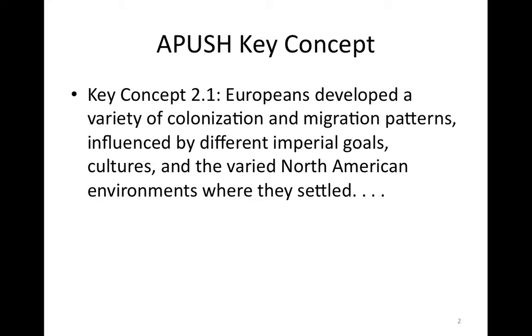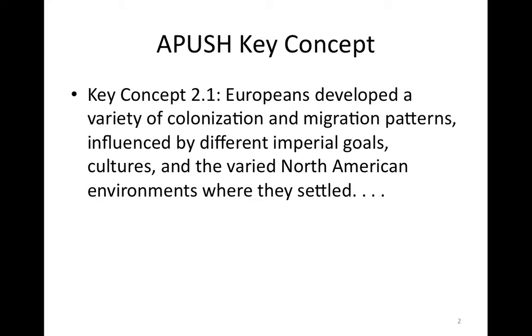You've already seen that with New England and the Chesapeake colonies, how the goals of establishing those two colonies, the different cultures of the people who were involved in establishing those colonies, and of course the different environments in which those colonies were established led to very different patterns of colonization and migration. The economies were very different. The societies of the two places were very different in the early years, especially demographically and otherwise, in terms of religion, for example, etc.